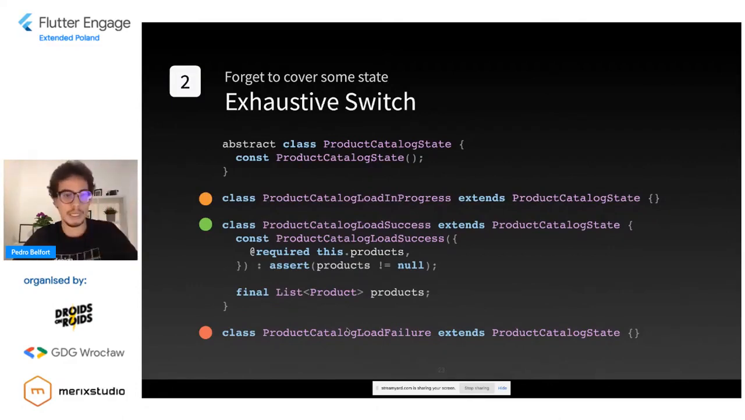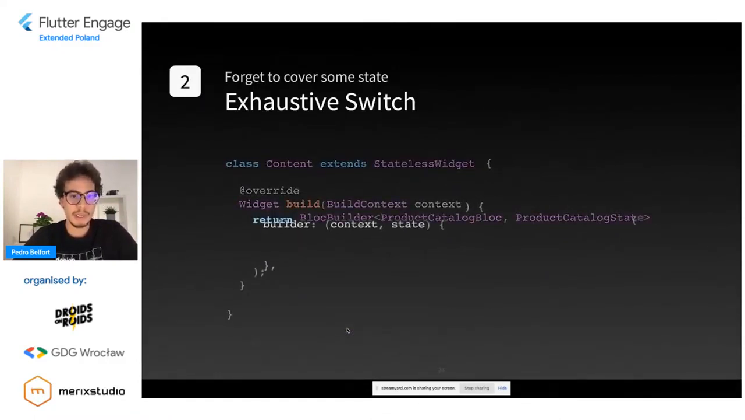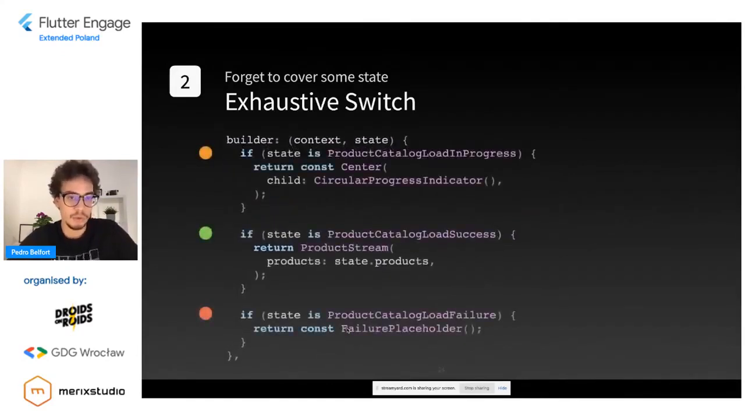So this is how it would look in Dart. And of course, you would have to cover these in your widget. So let's say that I have a content widget, and inside it, I have my build method, of course, and I have a builder. And inside this builder, I have to address each state. If my product catalog is loading, I have to show a circular progress indicator. If it has loaded successfully, I have to render my product stream. If I have a failure in this load process, then I have to show a failure placeholder, right?